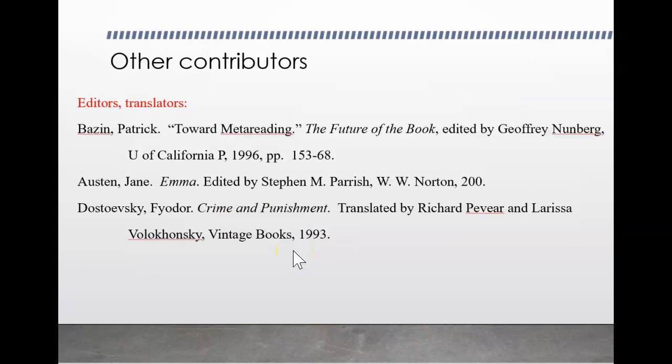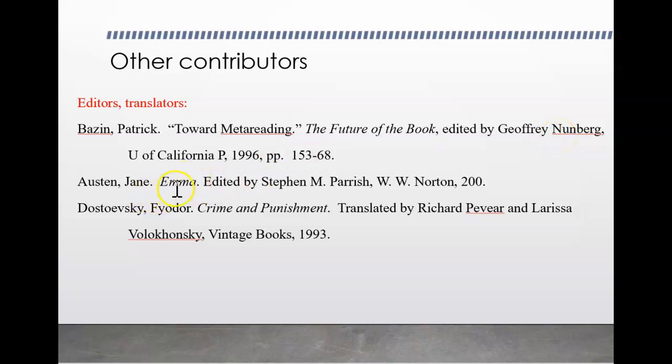Now, in some cases, you do have other contributors. This probably will be rare in the case of the kinds of articles you're finding for the working bibliography assignment. This is more likely to occur in books. So here, the other contributor is the editor, Jeffrey Nunberg. We're quoting here just the one article, Toward Meta Reading by Patrick Bazin. It appears in this book, but Nunberg then is a contributor to the book, so that information would go here.